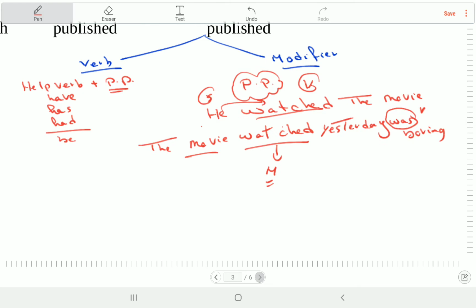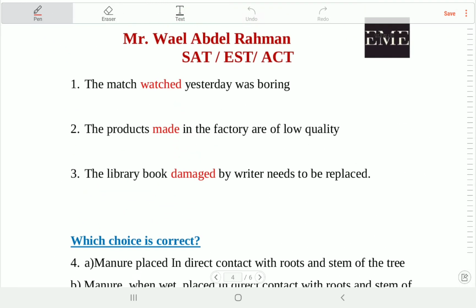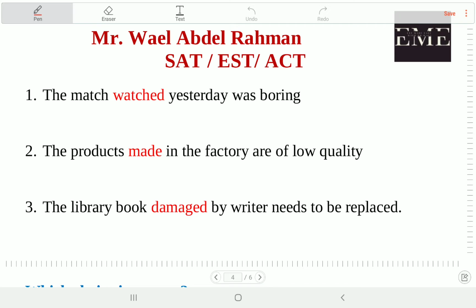Okay, let's see some examples. Look here and tell me. The match watched yesterday was boring. We just said it. So what is watched? We already know it's a modifier. Where is the verb for the match? Was. So the second one.